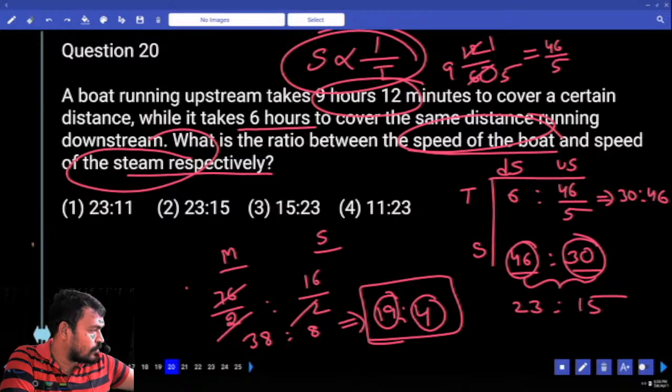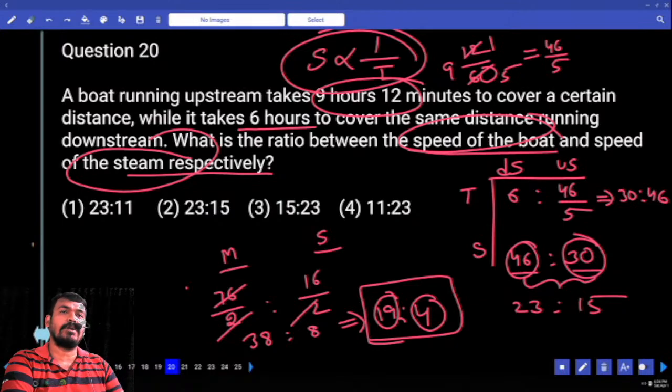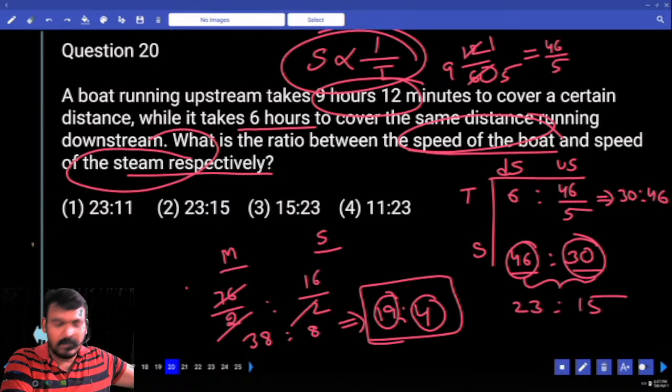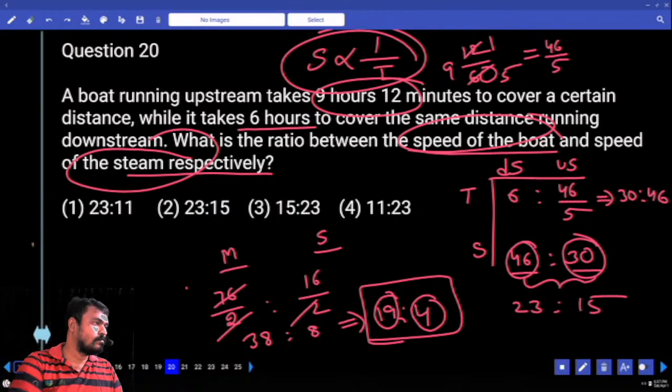What is the M and S ratio we are getting? 19:4. If it is downstream speed and upstream speed ratio, what is the answer? 23:15. Based on the options, we required downstream speed and upstream speed. But based on the question, what is the answer? 19:4.